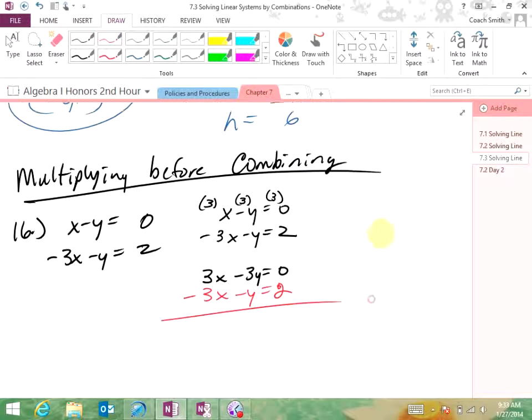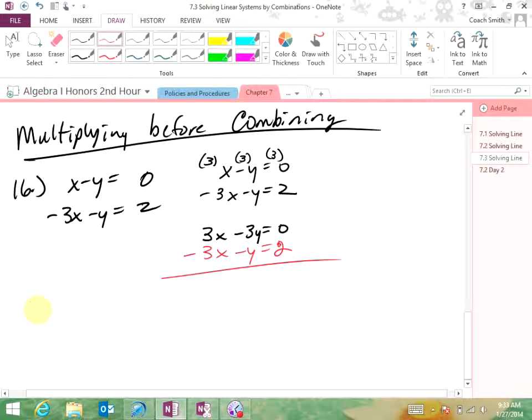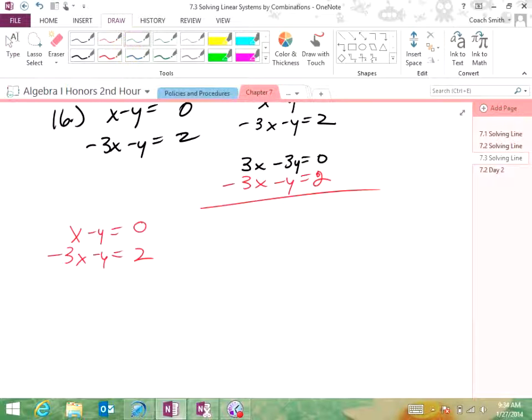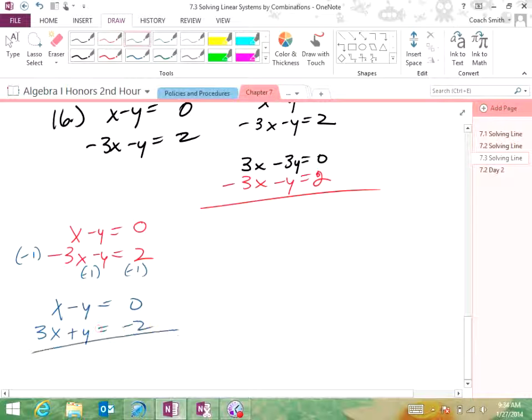Okay, another way that I could get rid of it is this way. I could take x minus y equals 0, and then on bottom, negative 3x minus y equal 2. I could multiply everything on bottom by negative 1. Okay, if I did that, that would give me x minus y equals 0, and on bottom it would give me 3x plus y equal negative 2.